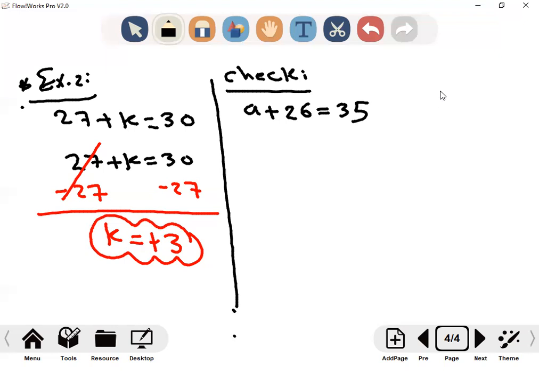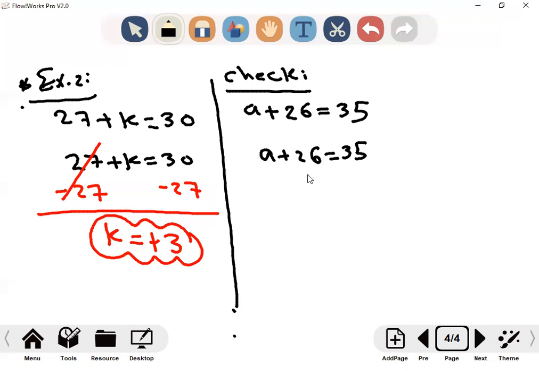Rewrite the equation. Don't work on the question, leave the question and write it again. So here I will rewrite the equation: a plus 26 equals 35. Ali, what will I do here? I want the a alone. So we need to get rid of the 26.